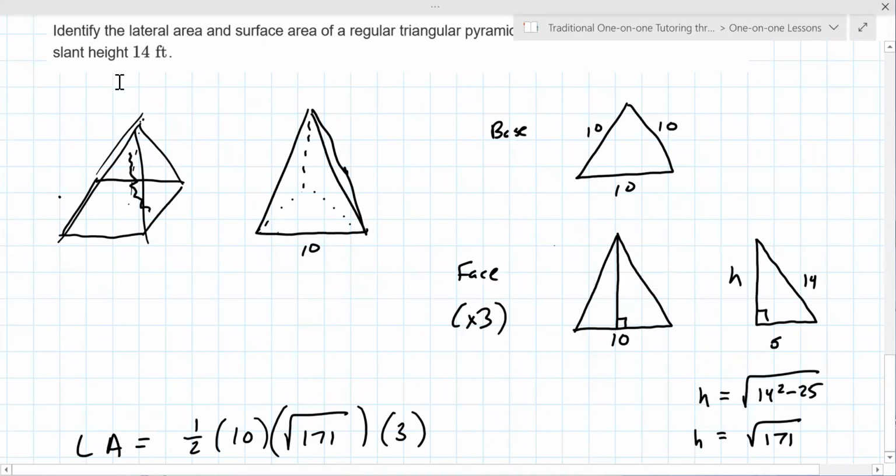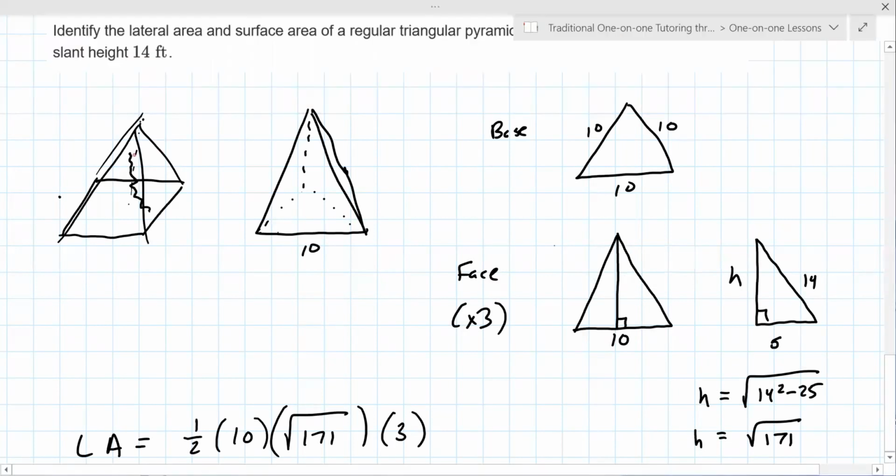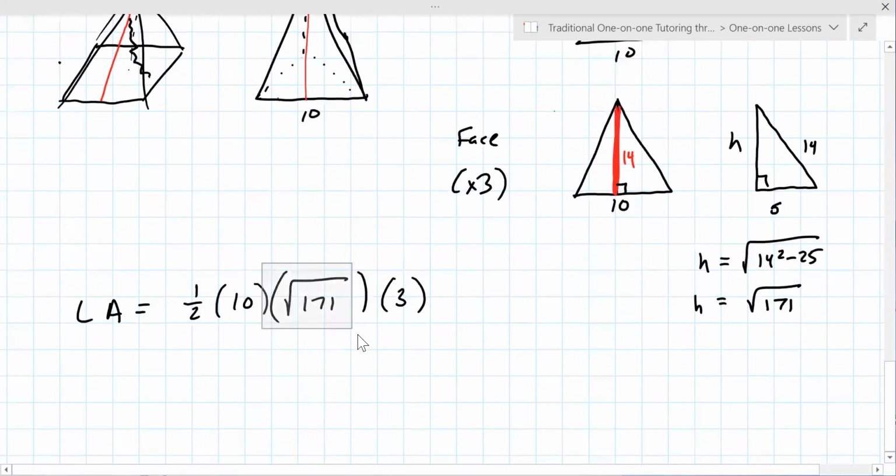So when they say slant height, they're referring to, let me draw it in red here so maybe you can see it, this line that goes down the actual face of the triangle. So it ends up being this right here, and that's what's 14. And that's what makes your area calculation a lot easier. So this is not the square root of 71, it is 14.